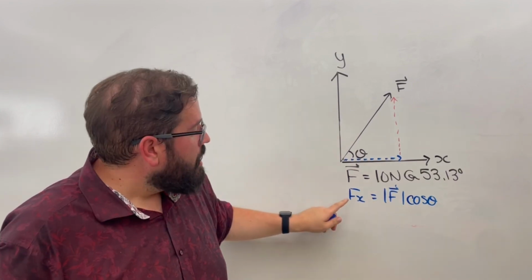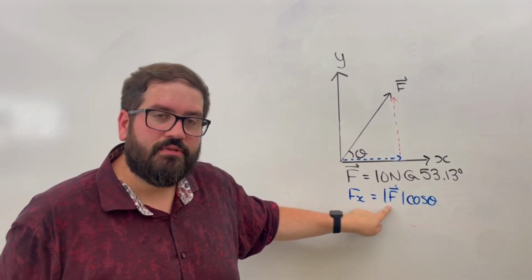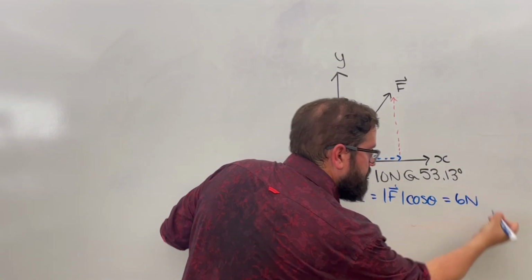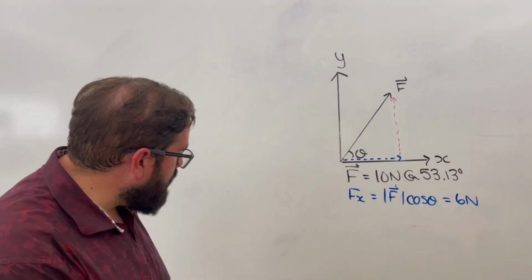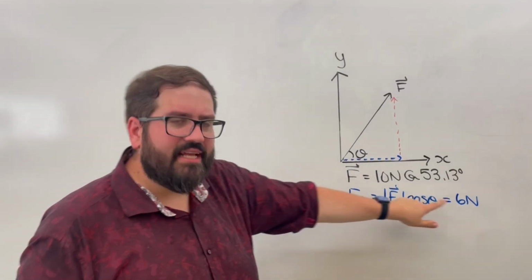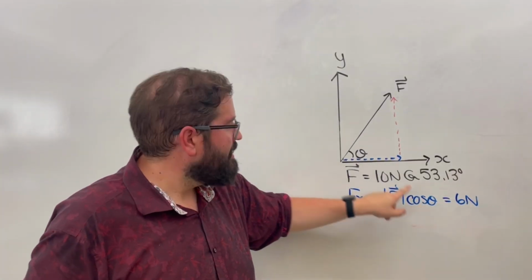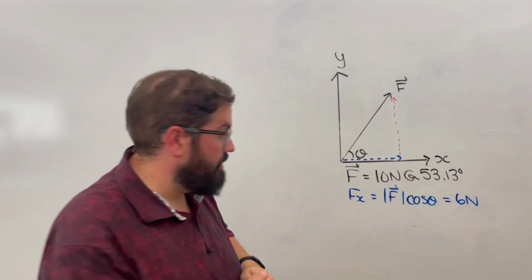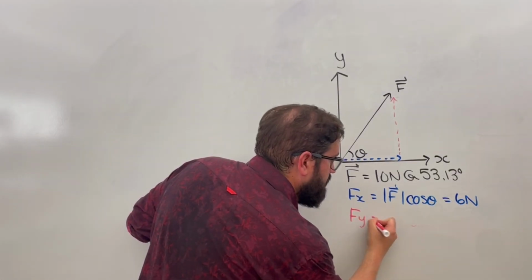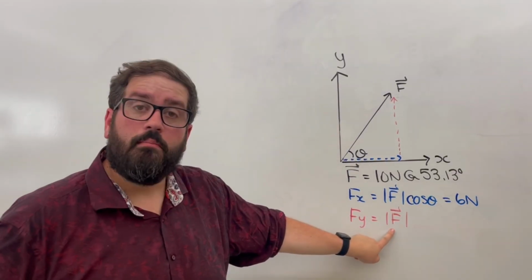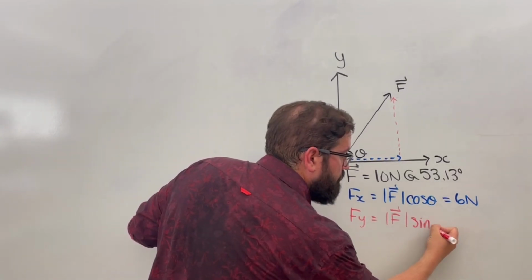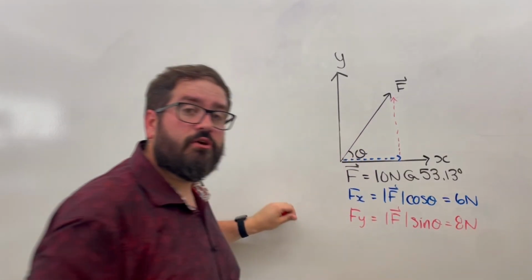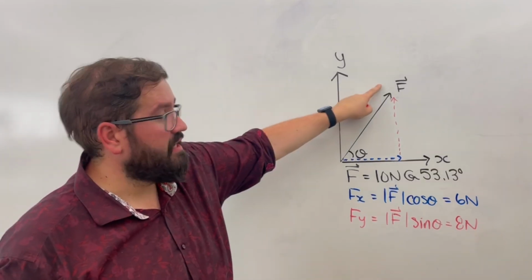Cosine theta. So when I want to do this operation, I can plug in 10 newtons multiplied by cosine 53.13 degrees, and I will get 6 newtons. I can repeat this process for the y dimension, accepting that we're going to get a different value because we're not going to use cosine. The y component's not adjacent to the angle, it's opposite, that uses sine. So the y component equals the magnitude of f multiplied by sine theta to equal 8 newtons. And what we've just done is determine the rectangular components of vector f.